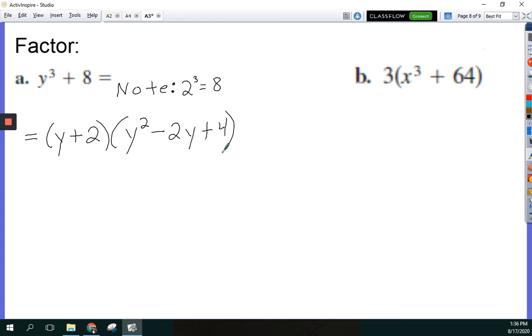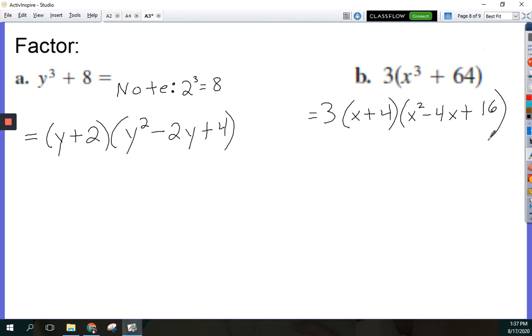Alright, and then lastly, this one is going to work very similar. The only difference is we have a 3 out to the front this time. That doesn't change a whole lot. The 3 is just kind of going to be carried down through the entire problem. So notice that 64 could be written as 4 cubed. So we would get x plus 4 times x squared minus 4x plus 16.